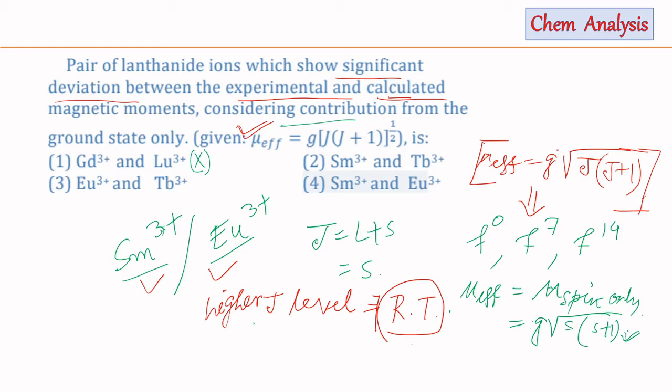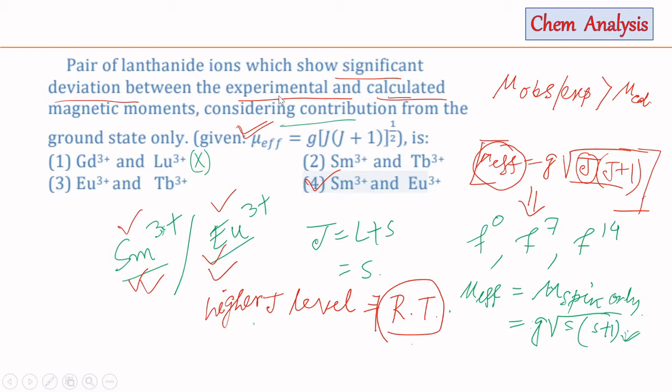in such cases when you try to calculate the mu effective value using this formula, since here the J value increases, therefore you will observe that the mu observed or experimental value for these two lanthanide 3 plus ions, that is samarium 3 plus and europium 3 plus, is greater than that of the mu calculated value, only for these two lanthanide +3 elements. Okay, therefore option number 4 will be the correct answer, and there will be a large deviation between the experimental and calculated value for these two lanthanide 3 plus elements.